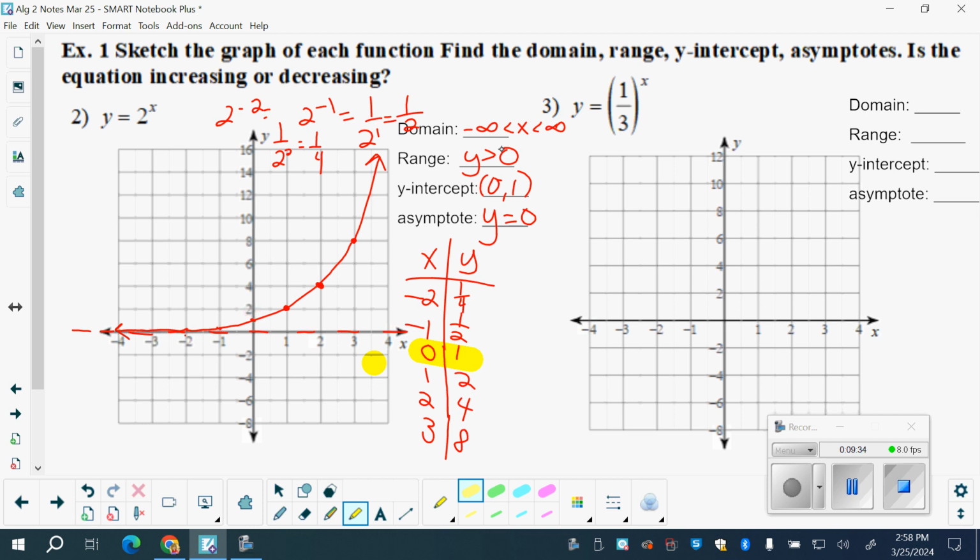Okay. So increasing or decreasing? Increasing or decreasing, we start at the left and we're going to the right. What is the y value doing as we go from left to right? It's increasing. So this graph is called increasing. I have to write it over here.